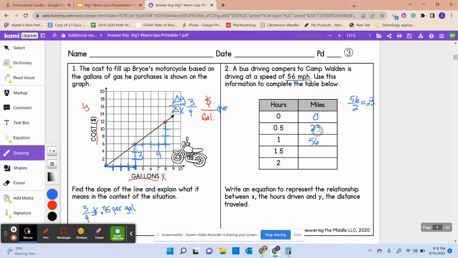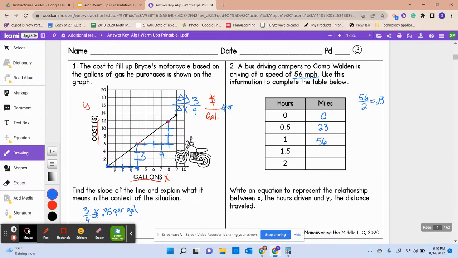So there's 23. And then I know that in 2 hours, I'm going 56 twice. So then that's 2 times 56. And 2 times 56 is equal to 112. But now you're going 56 miles for 1.5 times. And so I would think about the 56 as 1 and 23 is half. So 56 and 23, that is going to be 79 miles.